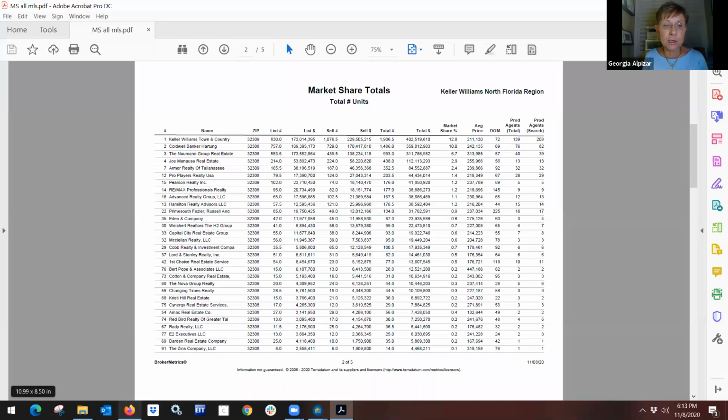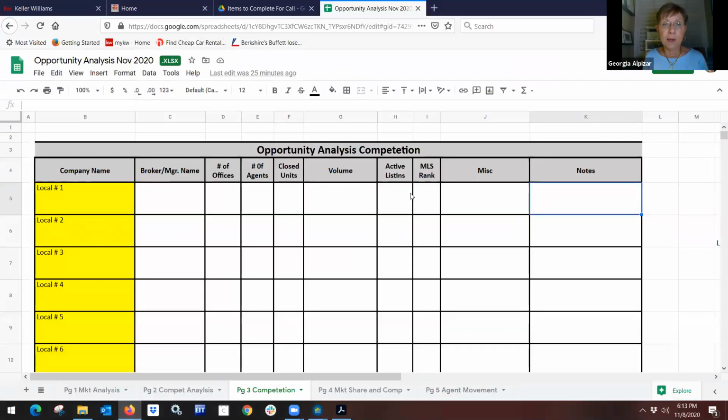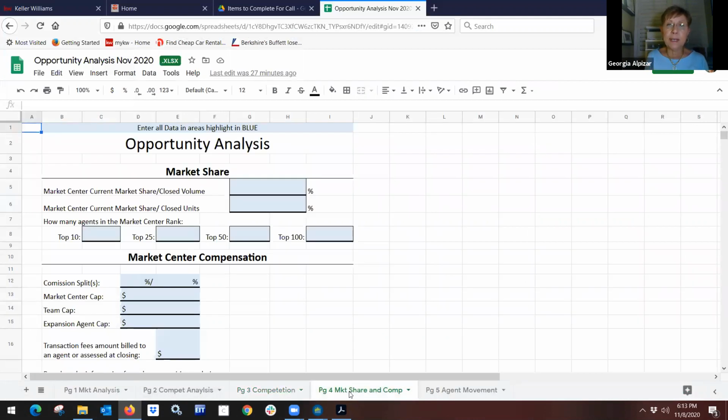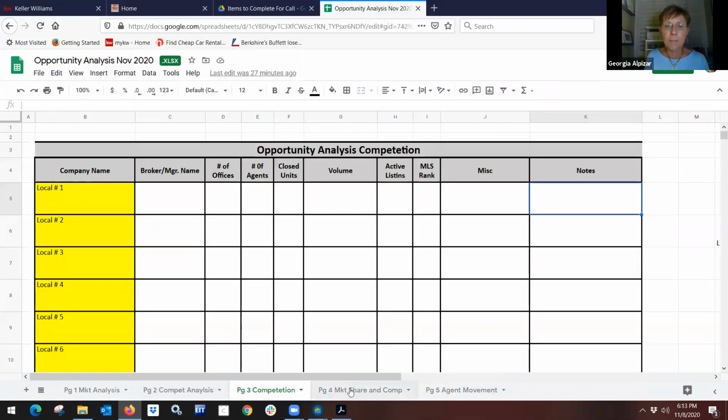So again, let me go back and show you. This is where you're filling this out. Okay, so all that information I just showed you, and then these are the notes and the different things that you want to reference. Now, let me talk to you a little bit about market share, because on this next page of filling out this form, it kind of relates to this page over here, market share.